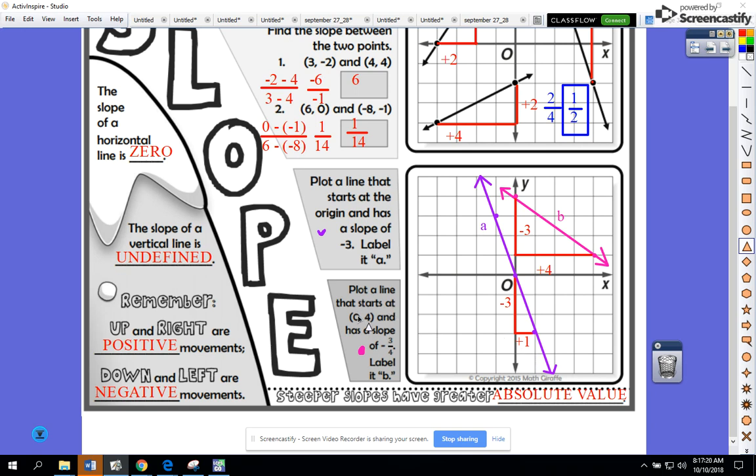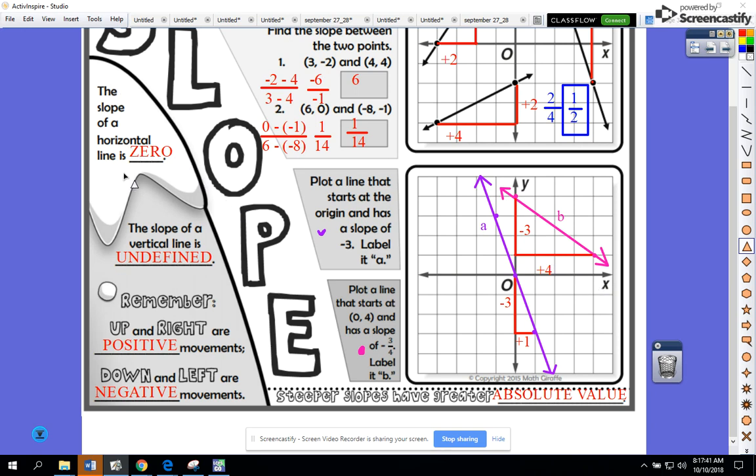For the second line, we have to plot a line that starts at 0, 4 and has a slope of -3/4. So I start at 0, 4, which is right here. That's the point 0, 4. And then my slope is -3/4. So I'm going to go down 3 and then over +4. And you can see that's going to create this decreasing line.